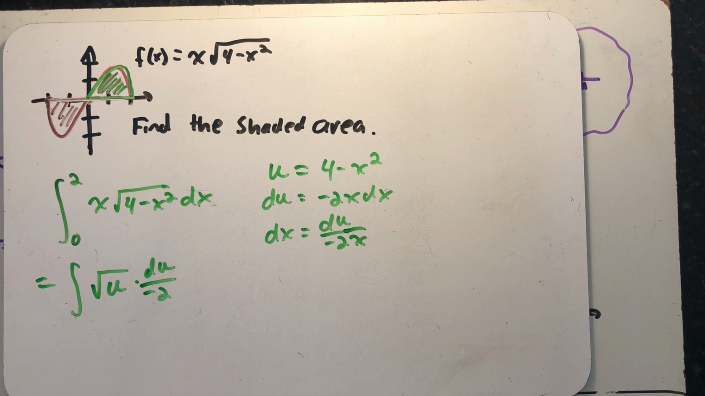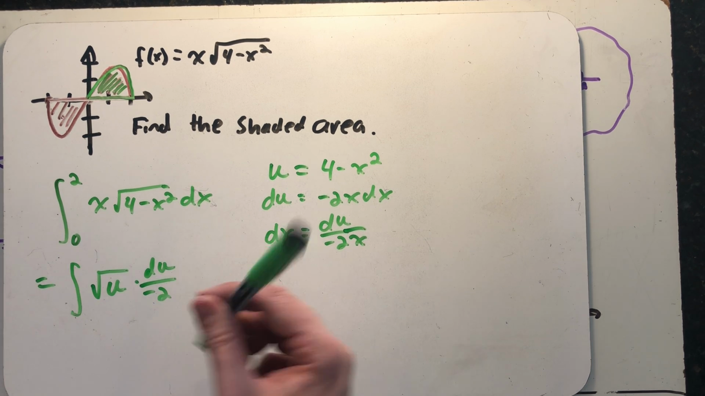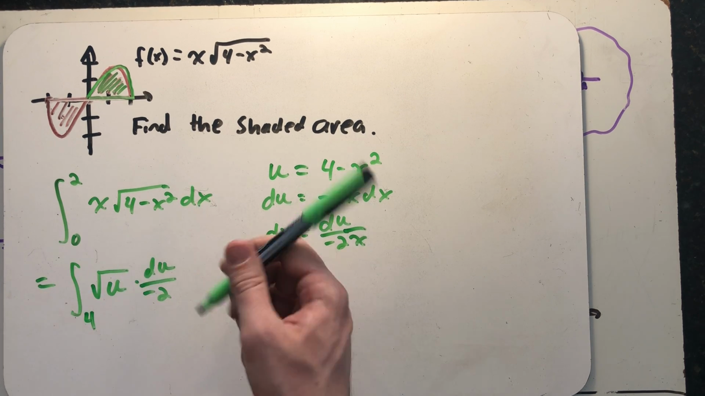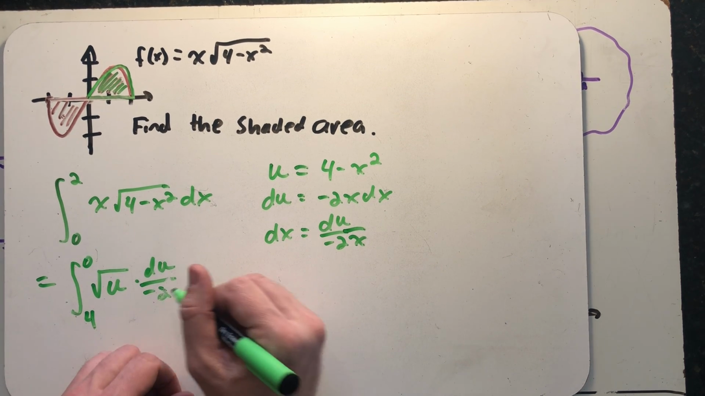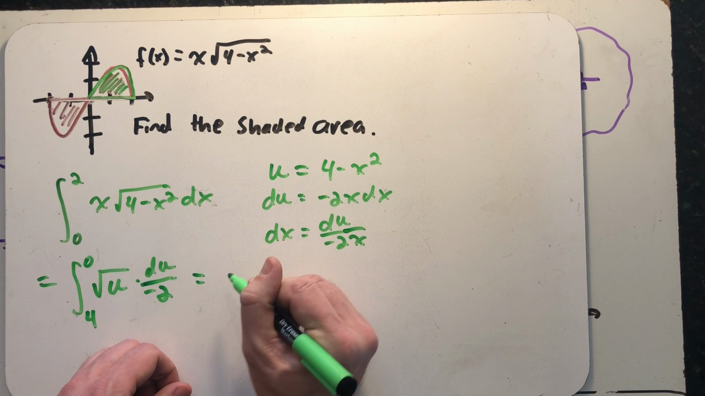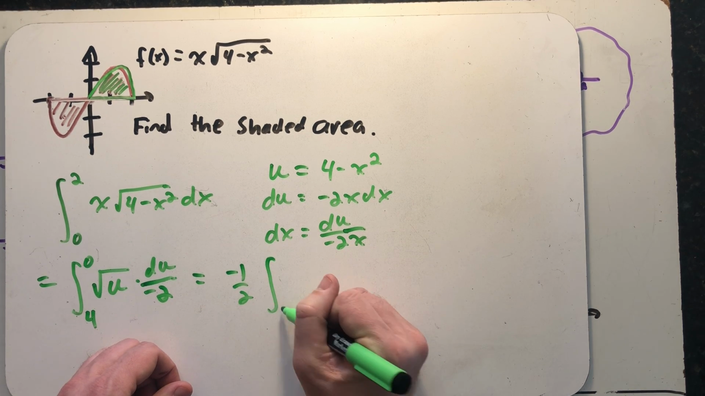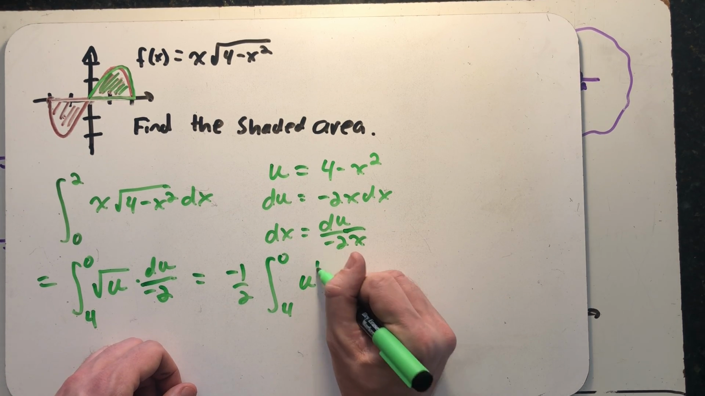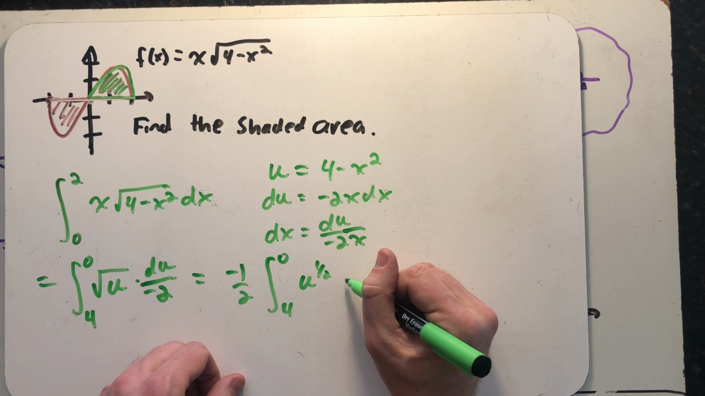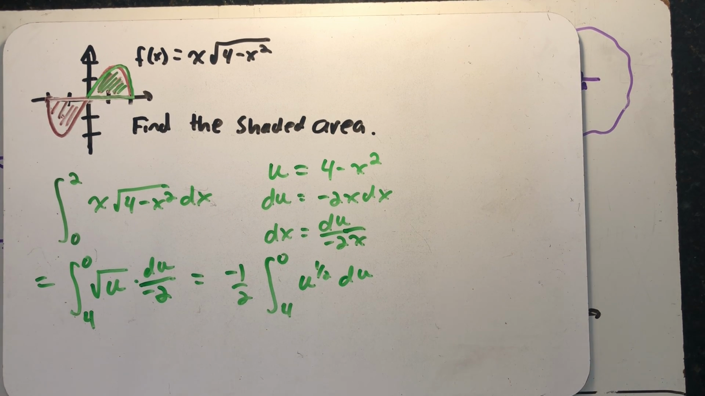Already thinking about those x's having canceled, let's go on and find the bounds. Plug in a 0 and get out a 4. Plug in a 2 and get out a 0. And so now what I have is minus 1/2, the integral from 4 to 0 of the square root of u, or u to the 1/2. Well, a lot of students will pause at a problem like this because these bounds seem out of order, but that's fine. We know how to handle that.